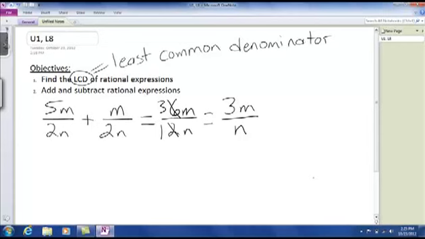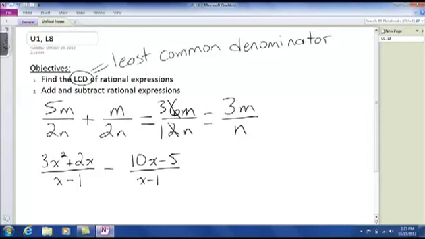What's next? Let me give you one that looks slightly more complicated. 3x squared plus 2x over x minus 1. Now, that doesn't look like much fun. And then we're going to subtract, subtract. This is going to be key. 10x minus 5 also over x minus 1. Well, again, these two fractions have a common denominator. I don't need to do anything else to them. I can go ahead and subtract them. But that minus sign is important.